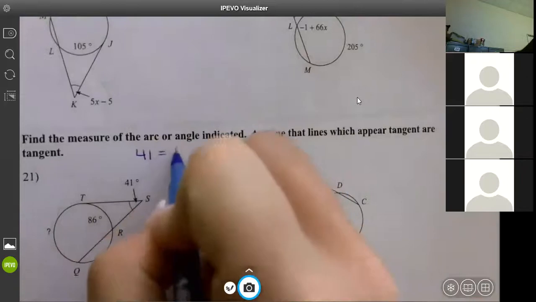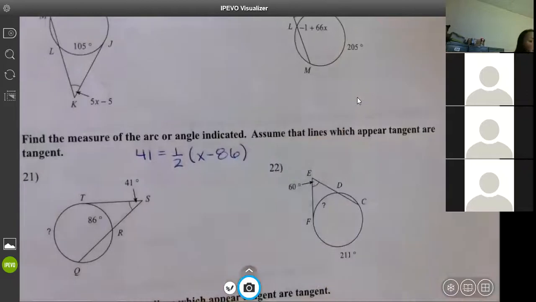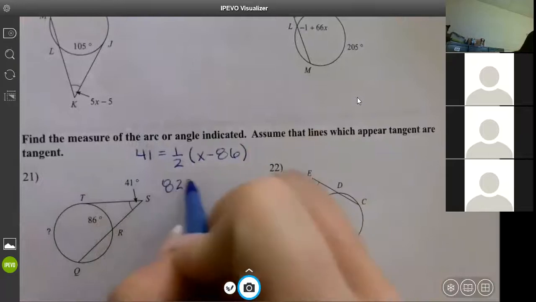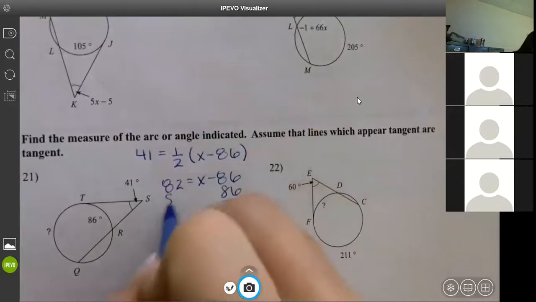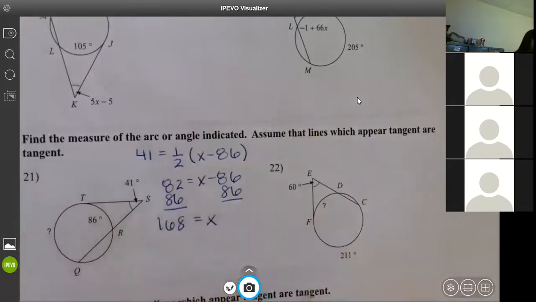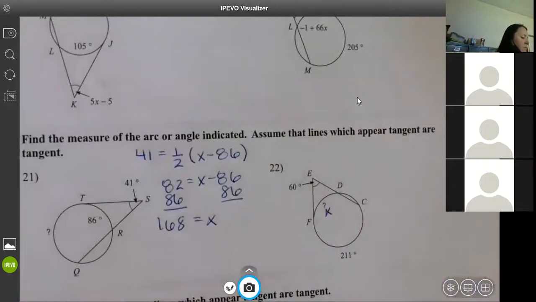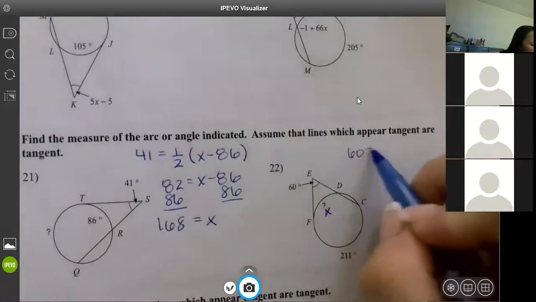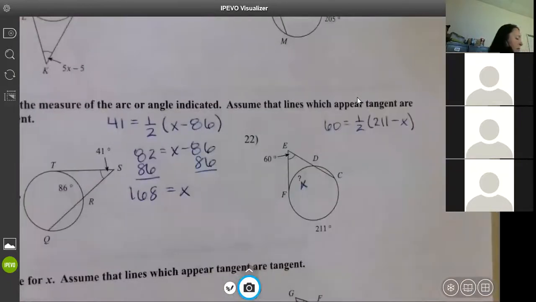So the angle equals half. Your big is X. Your little is 86. So 82 equals X minus 86. Add 86. And you get 168 equals X. So same thing that you've been doing. Same thing here, except for X is going to be on the little one this time. So to set it up, 60 equals 1/2. Big is 211 minus X. That's an easy problem. I'm not going to solve it for you.